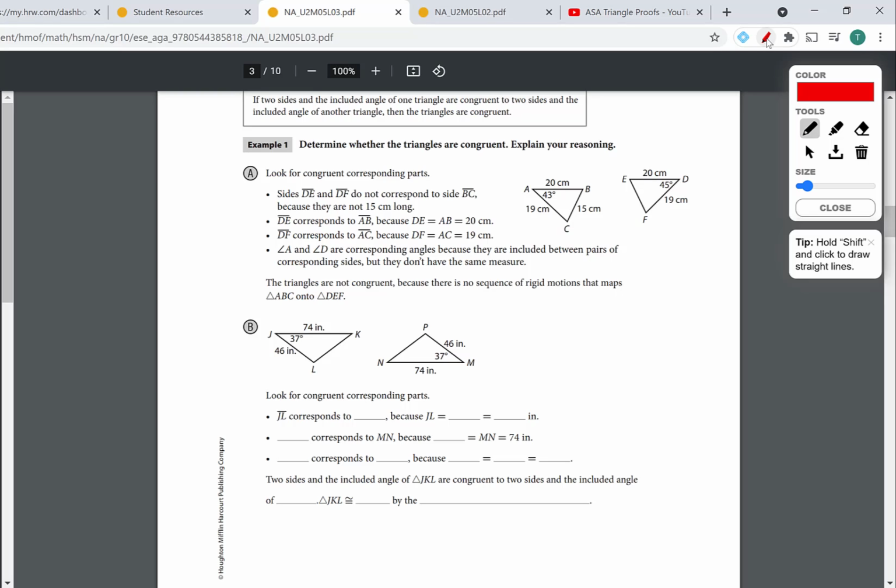First thing it says: segment JL corresponds to blank. We already said JL corresponds to segment PM, and that's because the distance from J to L is equal to the distance from P to M, which in both cases is 46 inches. The second statement says blank corresponds to MN. So MN is kind of that flat bottom side on the right triangle. It corresponds to JK, which is the flat top side of the left triangle. They correspond because they both equal 74 inches.